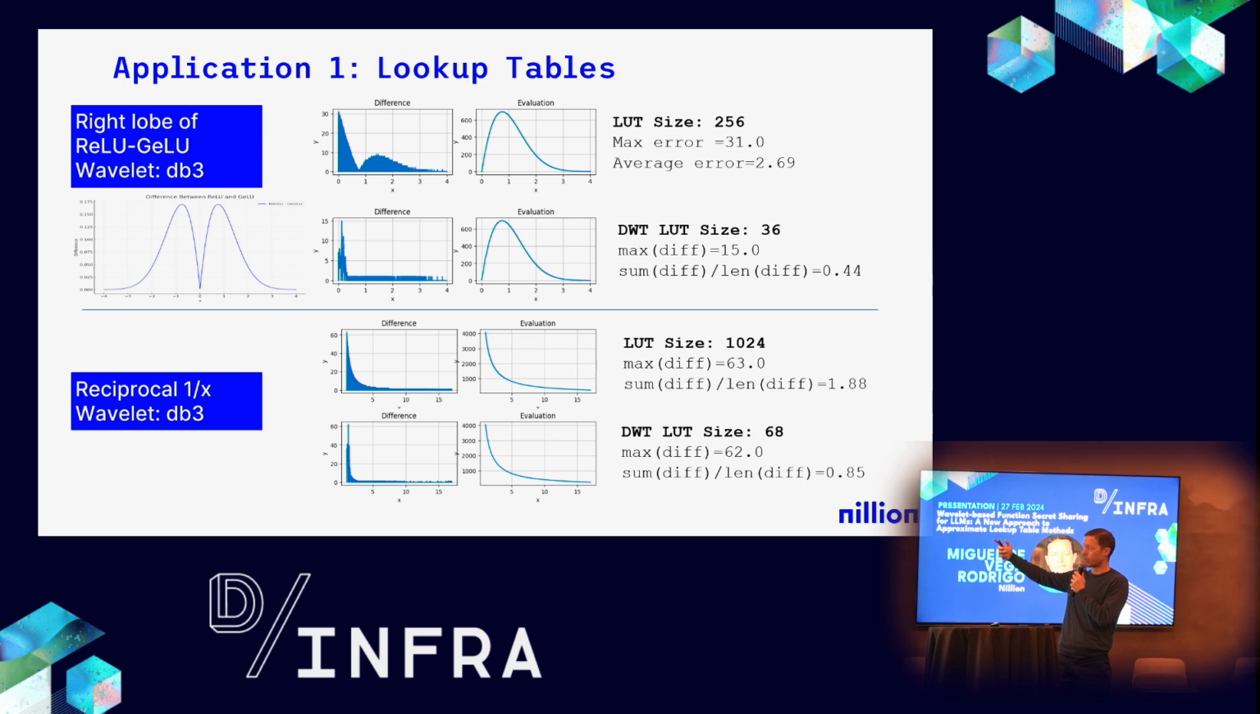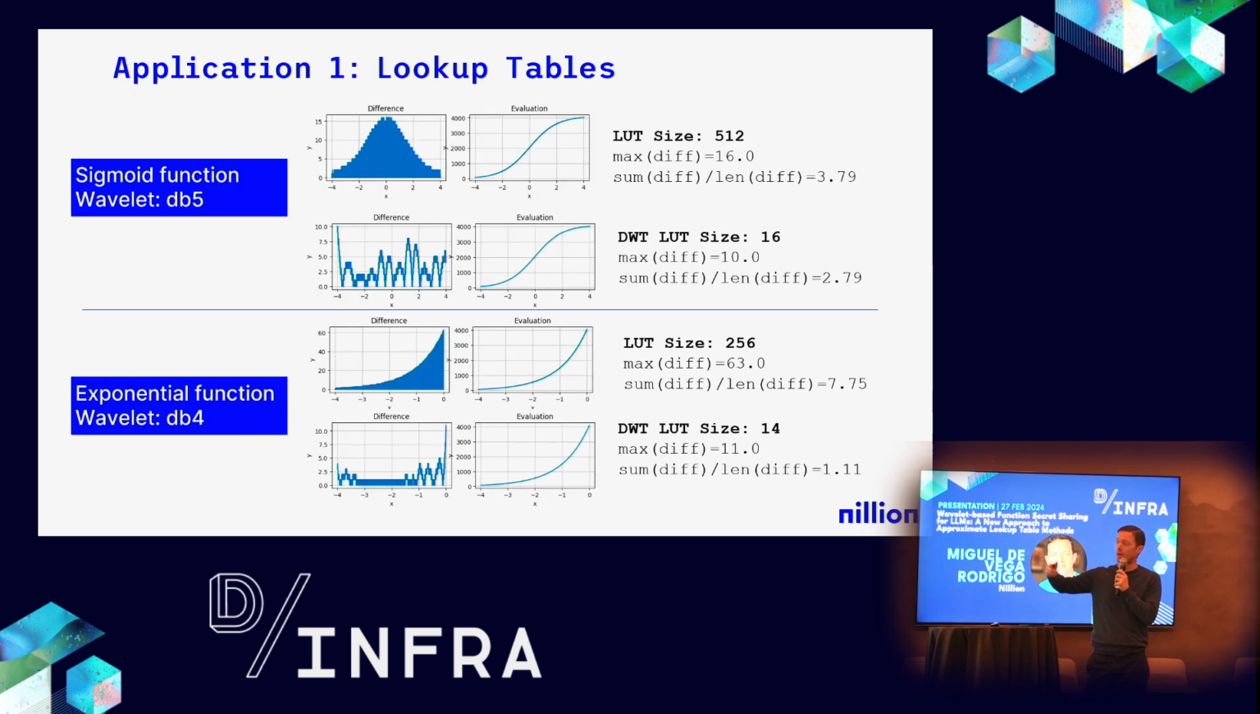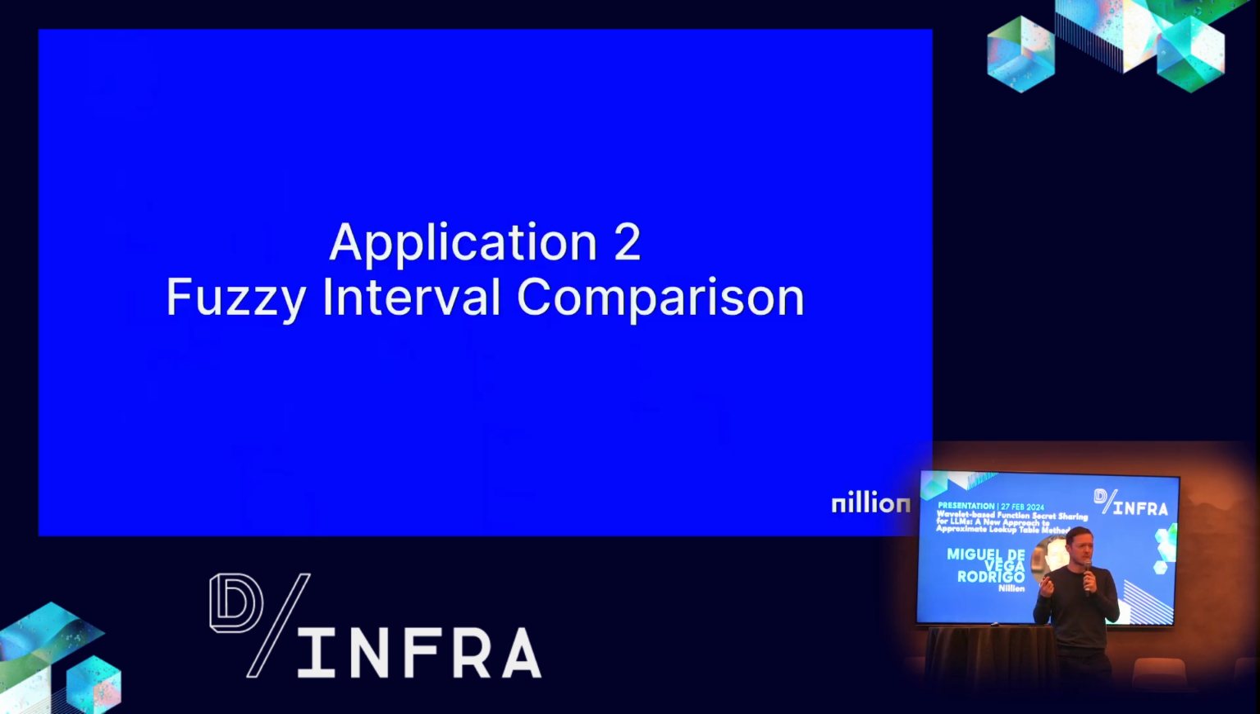The same happens for 1 over x. So we go from 1024 down to 68, again with smaller error. The same happens for sigmoid and for exponentiation functions. So in general, it's a very powerful technique. Actually, DWT compression is part of the JPEG 2000 standard for image compression. So there's no question why it works.